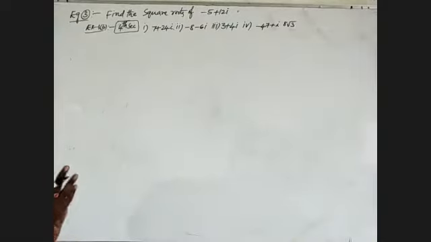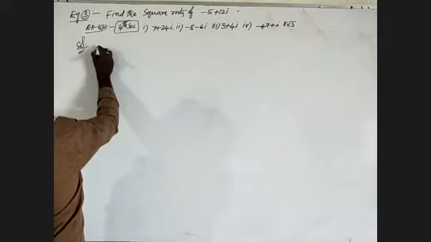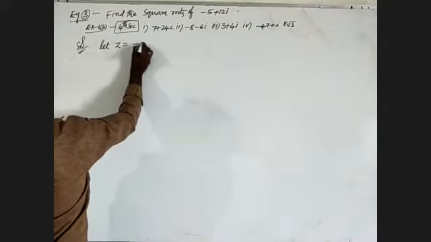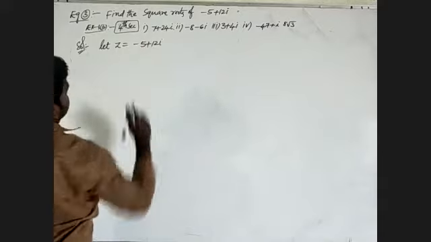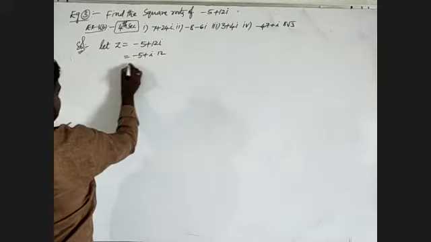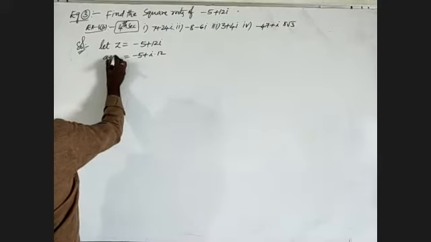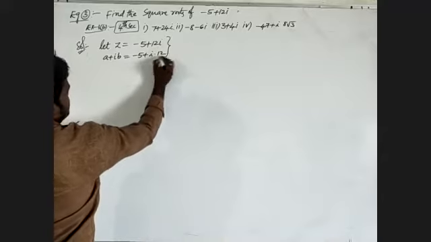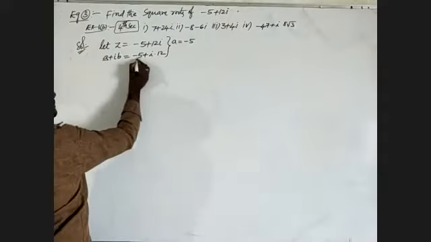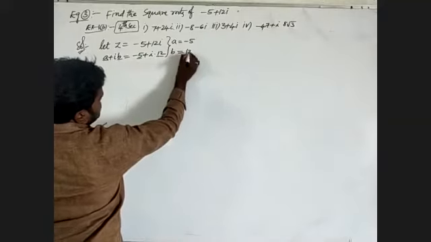I will explain any 2 problems. I will take the first example, which is minus 5 plus 12i, a complex number. Let Z be minus 5 plus 12i. This we write as minus 5 plus i into 12, and compare with a plus ib, where Z is a plus ib. Comparing the real parts, a is minus 5. After that, b will become 12. b is 12.